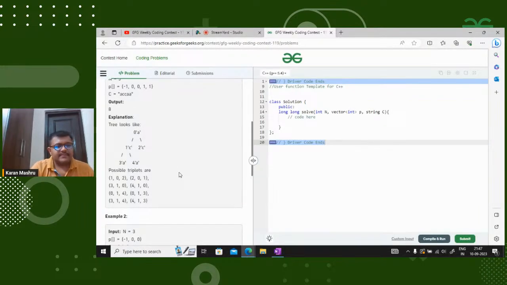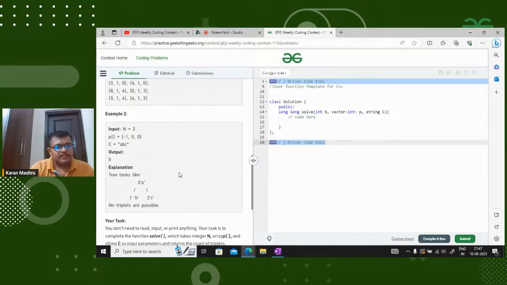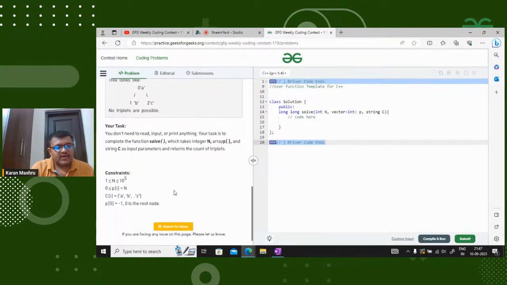And we are given an example here, we'll go through the example also. And here the value of n goes up to 10 to the power 5. So we need to think of something quite efficient, like maybe if we can solve it in one DFS or something like that.